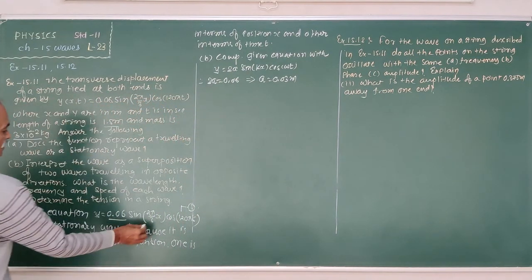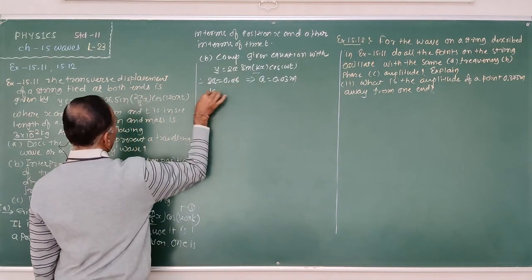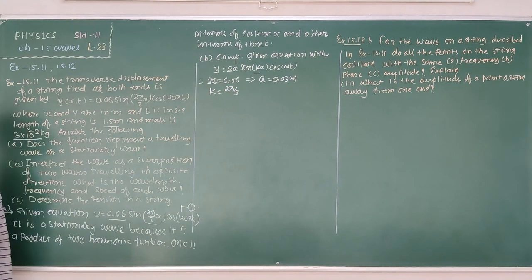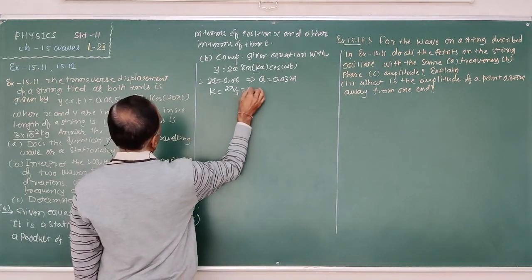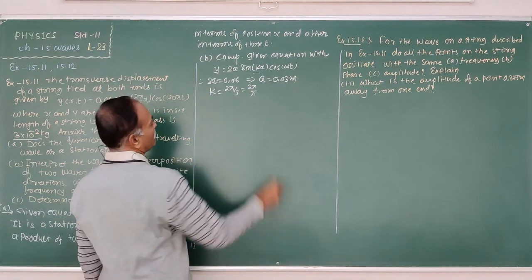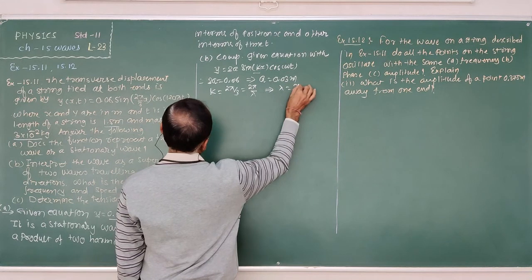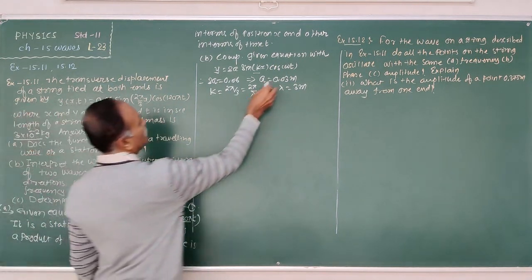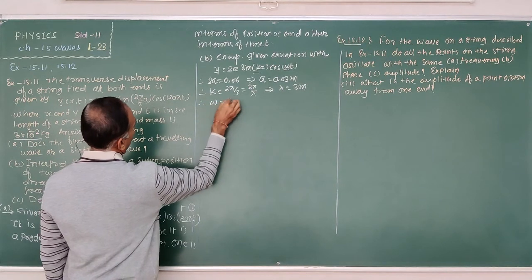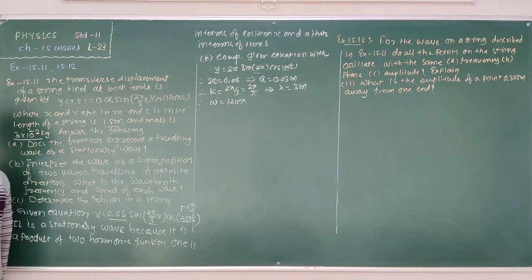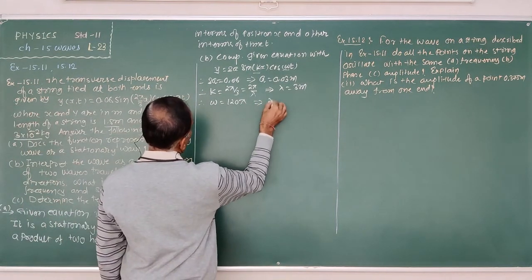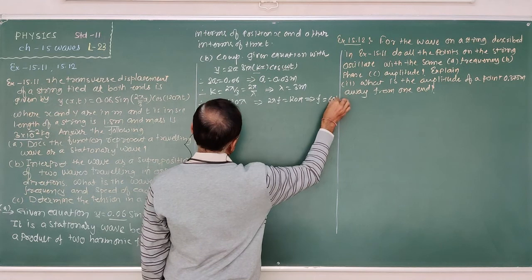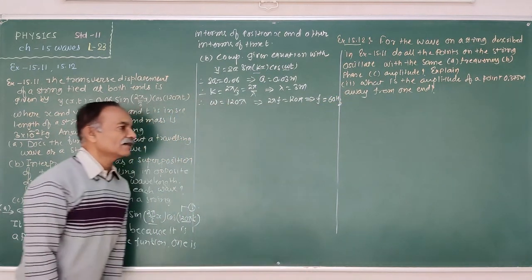Now next, there is k. k = 2π/3. We know that k = 2π/λ. Therefore, the wavelength of the stationary wave, λ = 3 meter. Wavelength is 3 meters. Now, comparing ω, ω = 120π. But we know that ω = 2πf. Therefore, 2πf = 120π. Therefore, frequency f = 60 hertz. Frequency is 60 hertz.